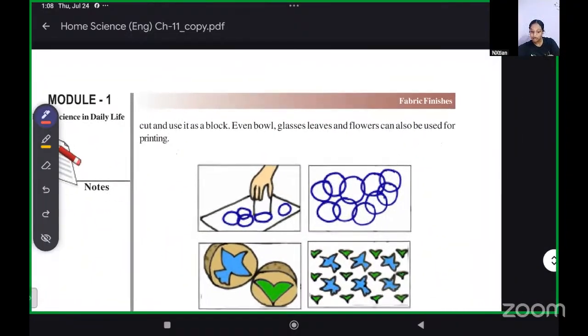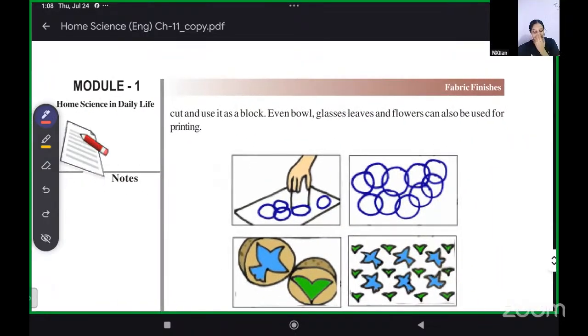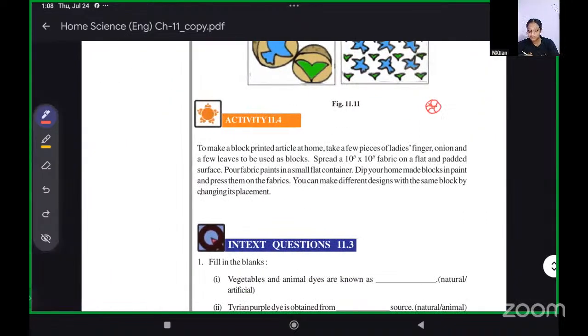Now, even bowls, glasses, leaves and flowers can also be used for printing. Various materials, various things can be used like bowls and glasses and leaves and flowers. Some people paint a flower petal and then press it so it creates a shape and design. So that can be done.